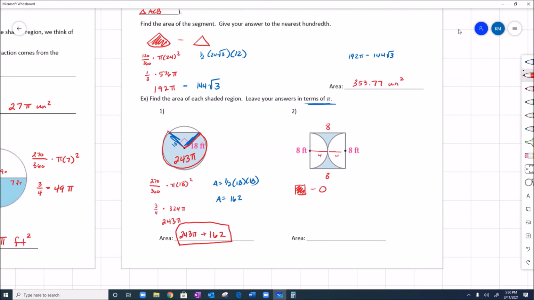So area of the square, base times height, 8 times 8, 64 feet squared. The area of our circle, and it's the entire circle, pi r squared. So pi times 4 squared, 16 pi. So we just have to write this as 64 minus 16 pi. All right, so there we go.